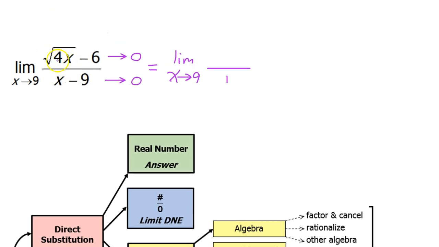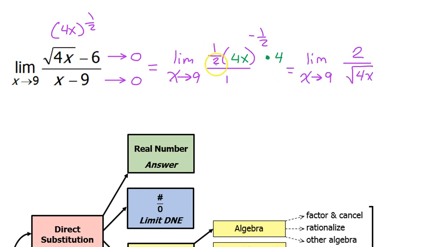As I look at the square root of 4x, I'm thinking 4x to the 1/2 power. So here comes the chain rule. I'm going to take the derivative of the outer function, which is 1/2, and then negative 1 power. The inner function is 4x, and we have to multiply by the derivative of the inner function, which is 4. 1/2 times 4 is 2, which I put in the numerator. 4x to the negative 1/2 power is 1 over the square root of 4x, so the limit simplifies to this.